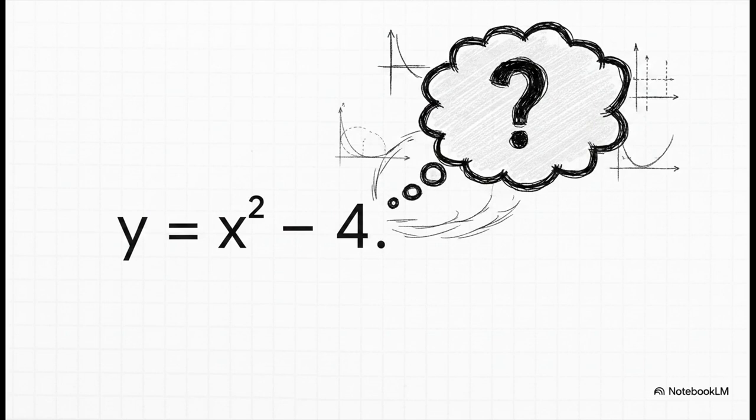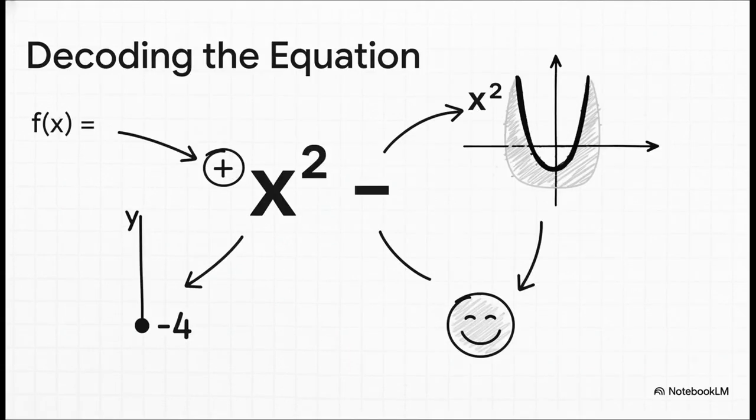Now don't just start guessing, this equation is actually telling us a story about what the graph is supposed to look like. Let's decode this. The x squared term? That's our biggest clue. It always means we're looking for a parabola, that classic U shape. And since it's a positive x squared, the U opens upwards, like a smile. And that minus 4 on the end, that's the y-intercept. It tells us the graph absolutely must cross the vertical axis at -4.